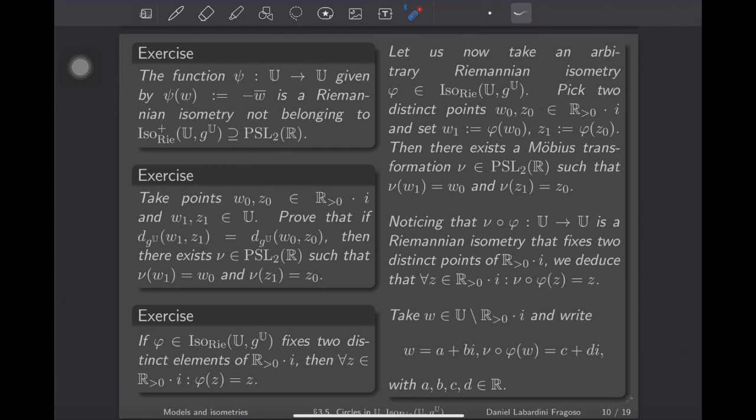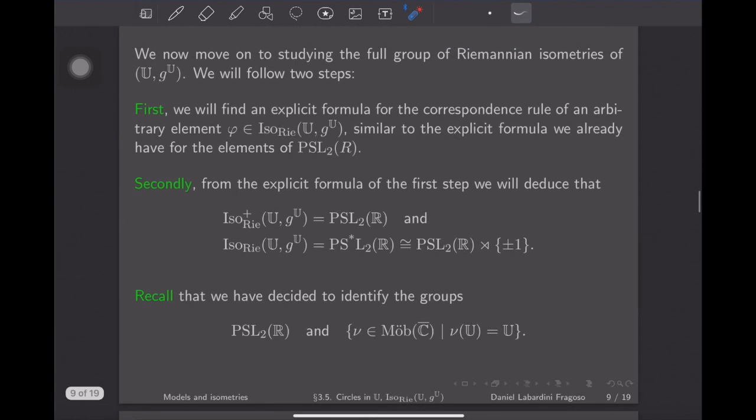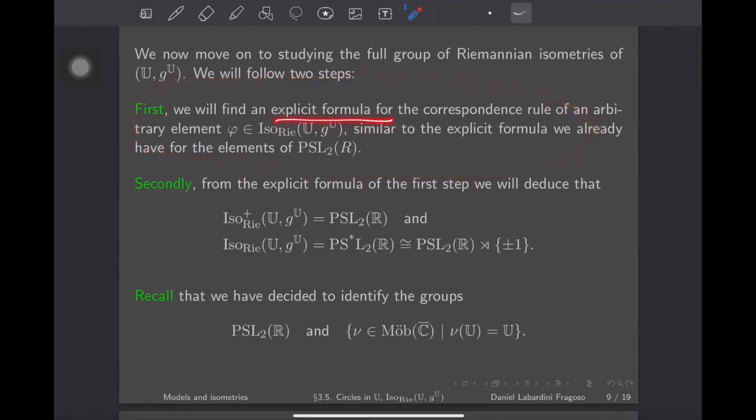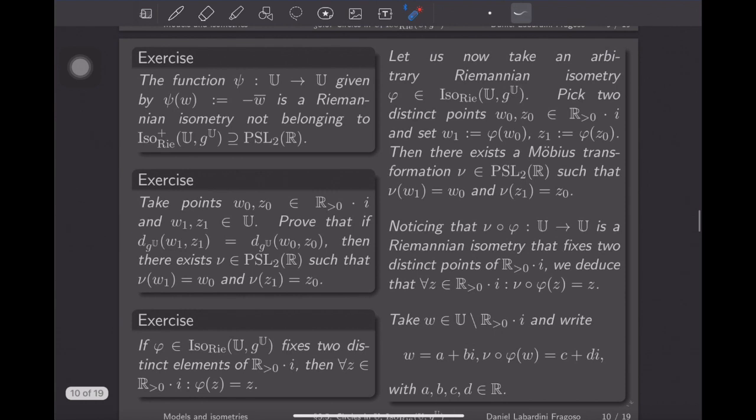Okay, now coming back, remember, I want an explicit formula for arbitrary Riemannian isometries of U. Okay, now some more exercises.